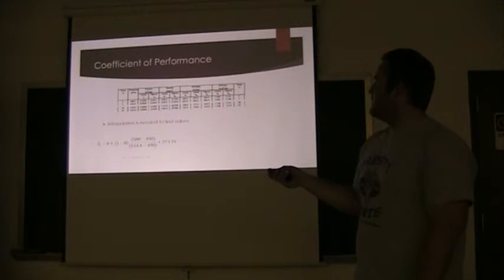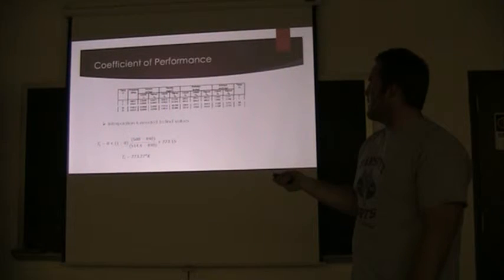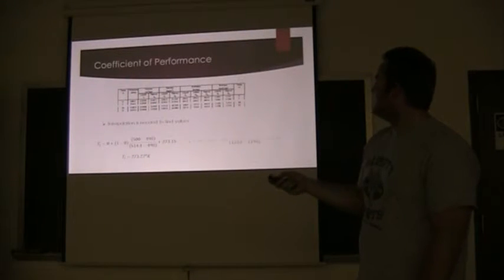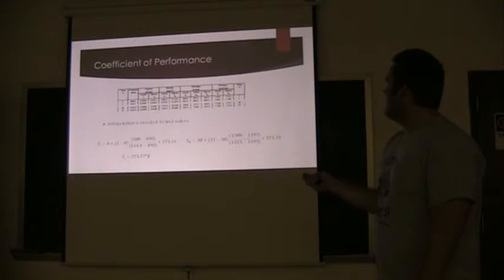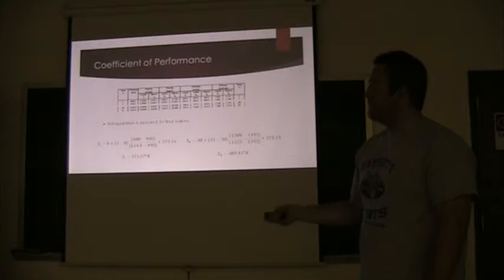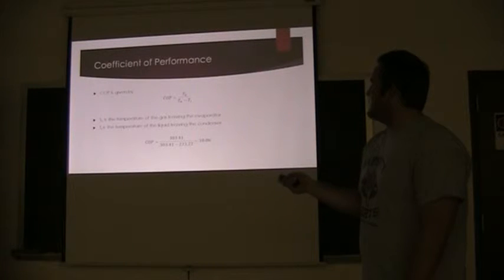There you go. So for T low, our interpolation yields that T low is going to be roughly 273.3 Kelvin. And then for T high, our calculations will yield about 303 Kelvin. So now when we plug this in, we get a COP of about 10.06.